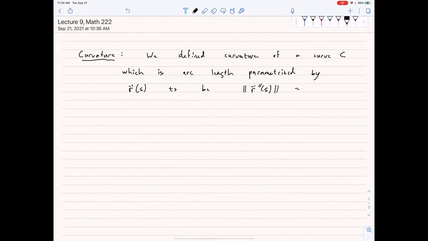I think we defined it last time to be: take the unit tangent vector and take its derivative. But again, since it's arc length parametrized, the unit tangent vector is the velocity vector. So we can just do that. It's the magnitude of the acceleration vector when we're going at unit speed.